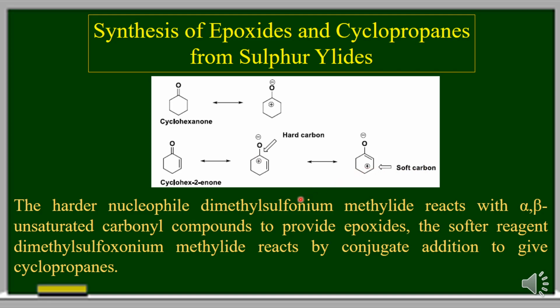As I have already said, the dimethyl sulfonium ylide is a hard base, therefore it reacts with the carbonyl carbon. Whereas dimethyl sulfoxonium ylide is a soft base and it reacts with the beta carbon. When dimethyl sulfonium ylide reacts with the carbonyl carbon, it results in the formation of an epoxide. Whereas the dimethyl sulfoxonium ylide reacts with the beta carbon and it results in the formation of a cyclopropane derivative. And I have given some examples here.